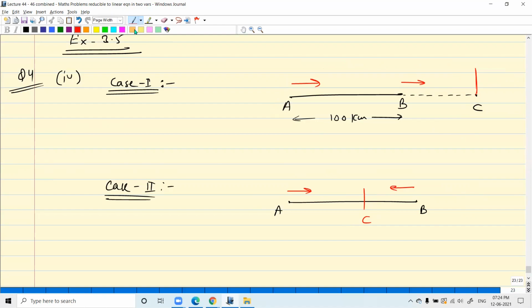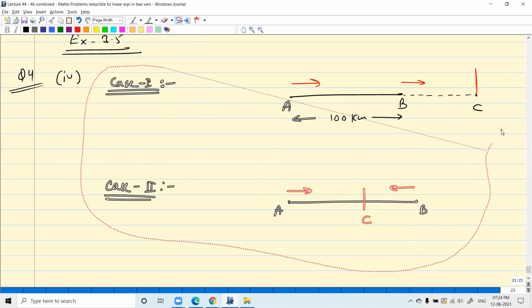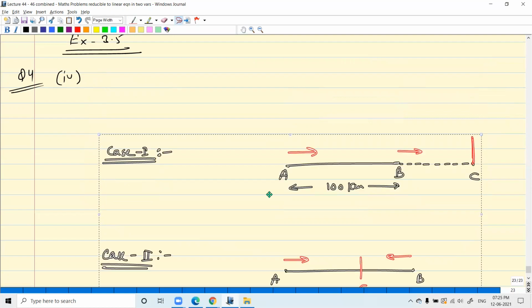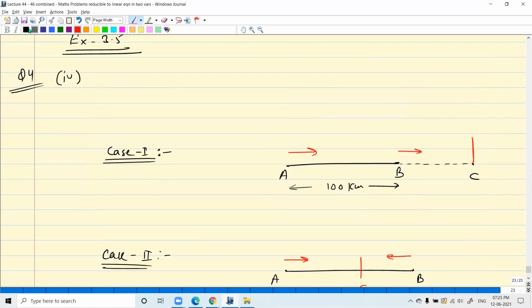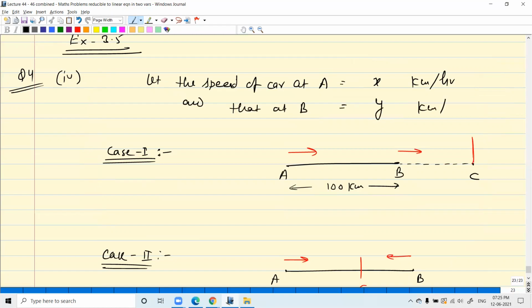Okay, so once the situation is clear, let me start solving the problem. Before starting to solve the problem, we need to define the speeds. Let the speed of car at A be x kilometer per hour and that at B be y kilometer per hour.